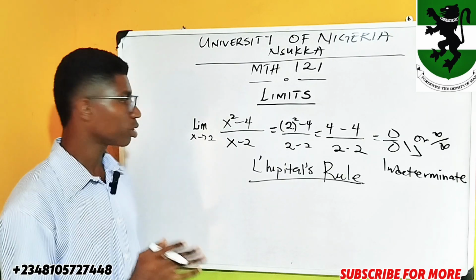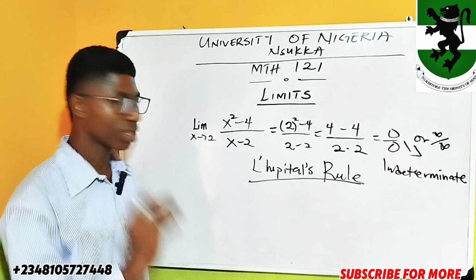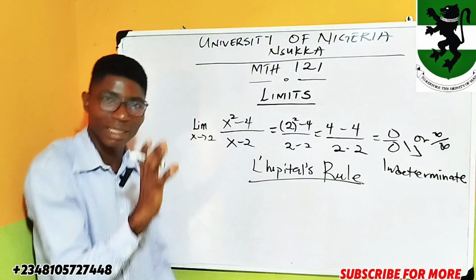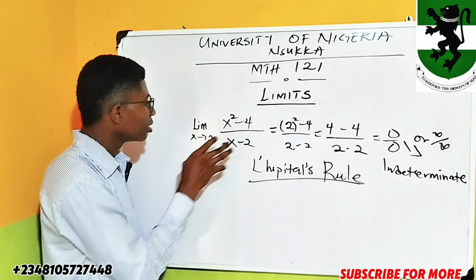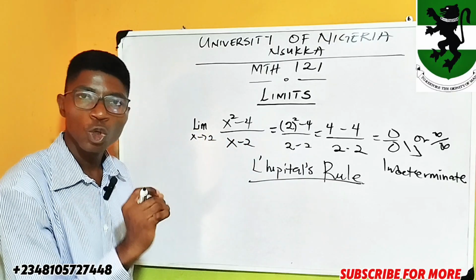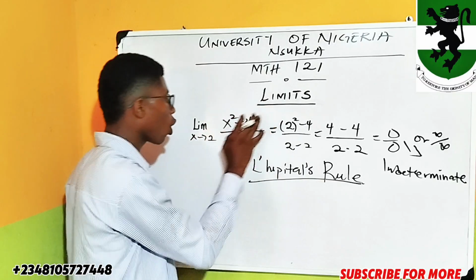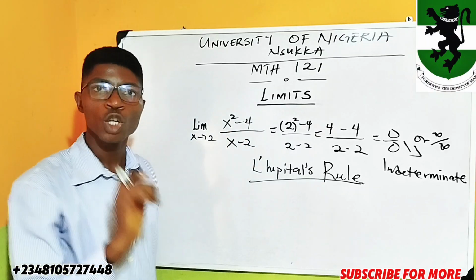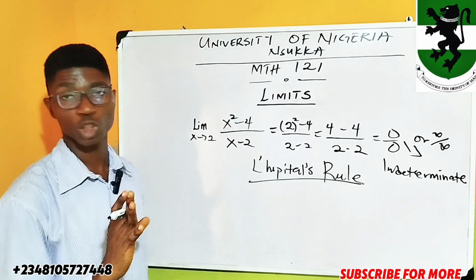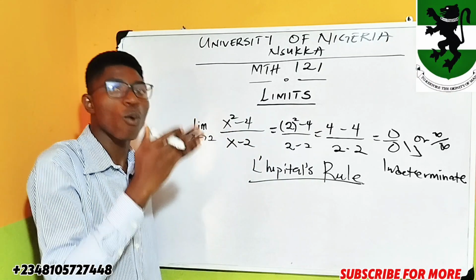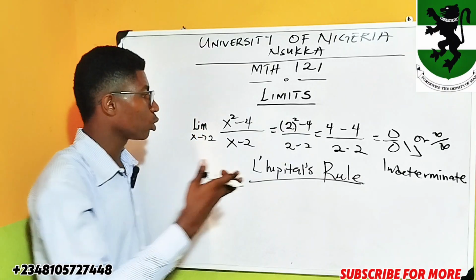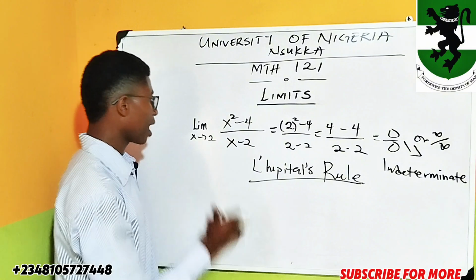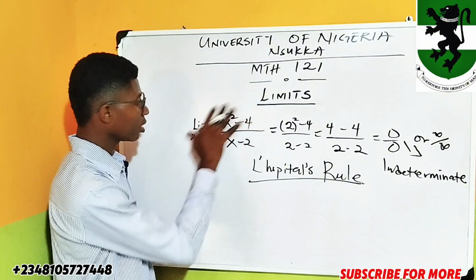Now, what does the L'Hopital's rule state? The L'Hopital's rule states that we are going to differentiate the numerator separately and differentiate the denominator separately. We differentiate each term of the numerator, and differentiate each term of the denominator. You won't apply the quotient rule of differentiation. No, we differentiate term-wise the numerator, and also differentiate term-wise the denominator. Okay, now let's apply L'Hopital's rule in solving this.